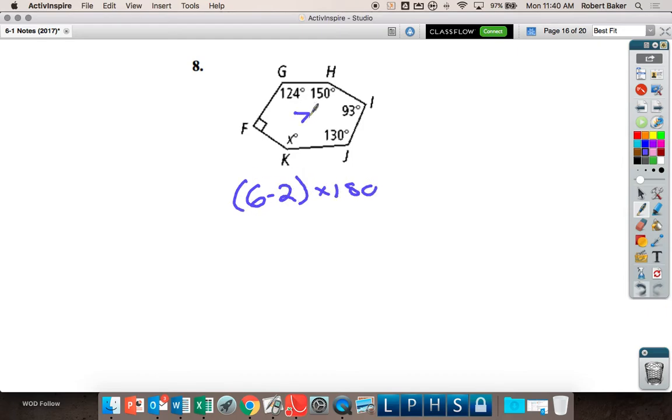I know that because after 10 years I've memorized that. Hexagons are 720. So if you add up all of the angles and subtract that from 720, it should leave you with x. How big is this angle? 90. So 90 plus 124. We did that already.